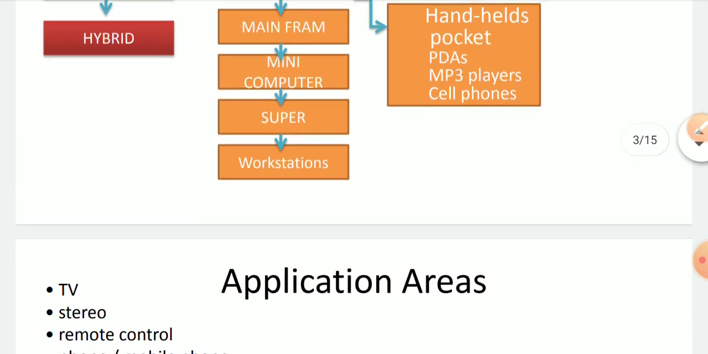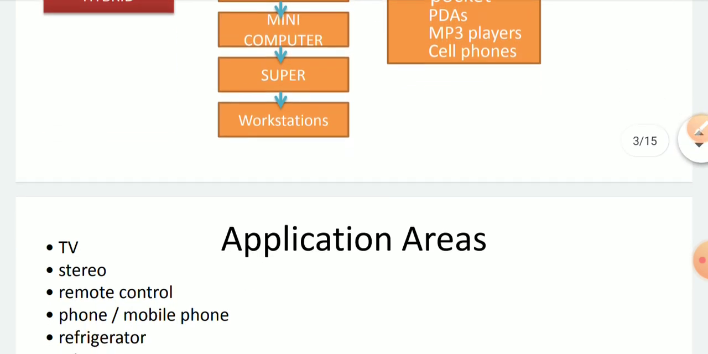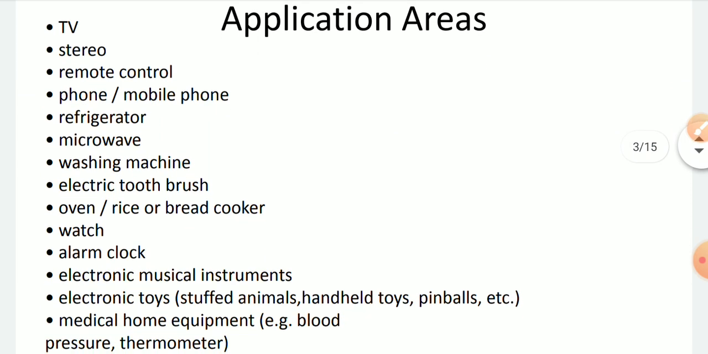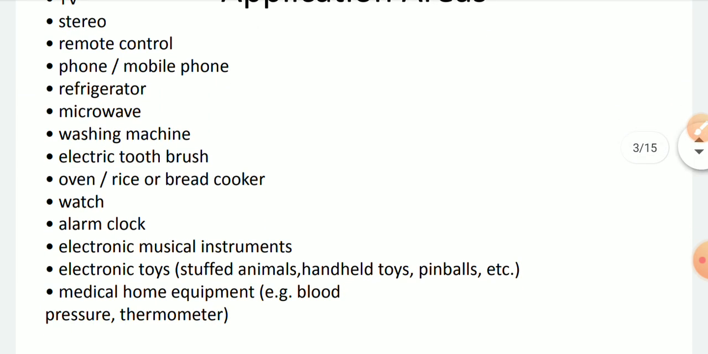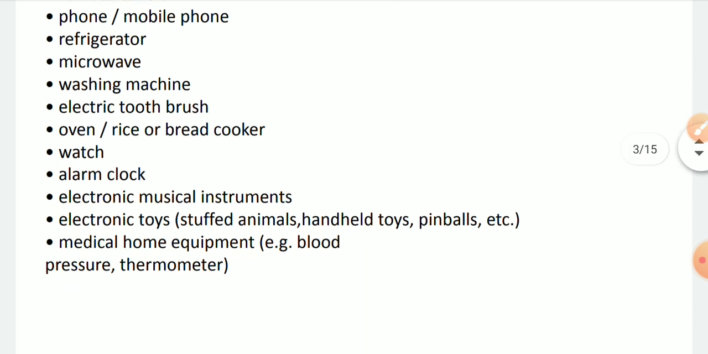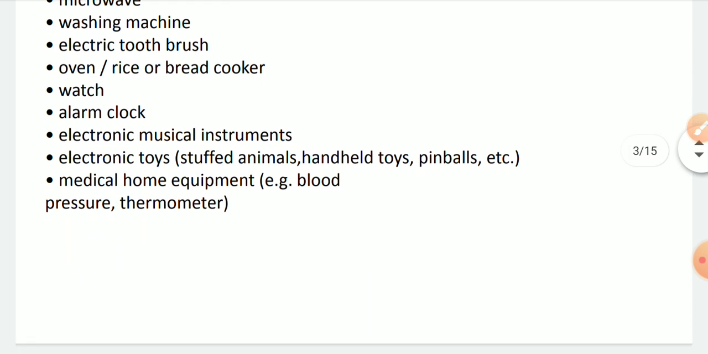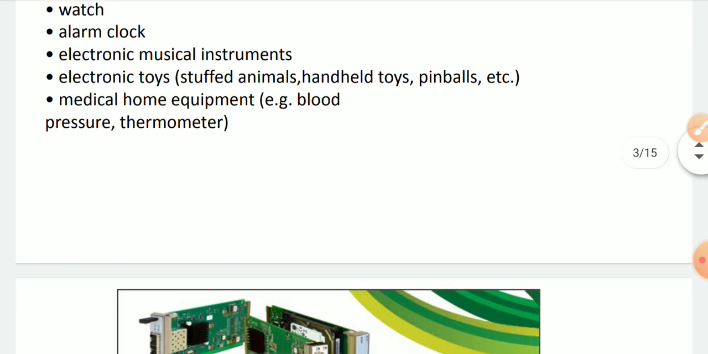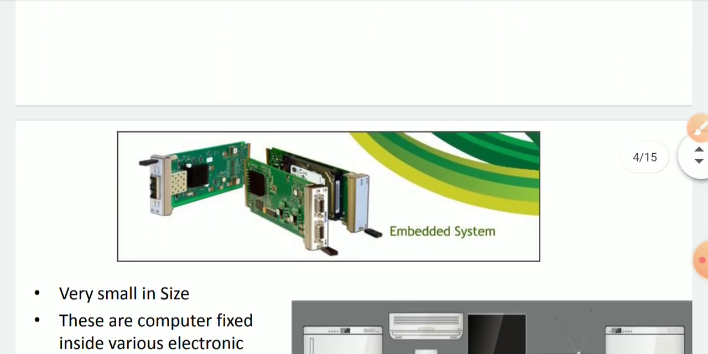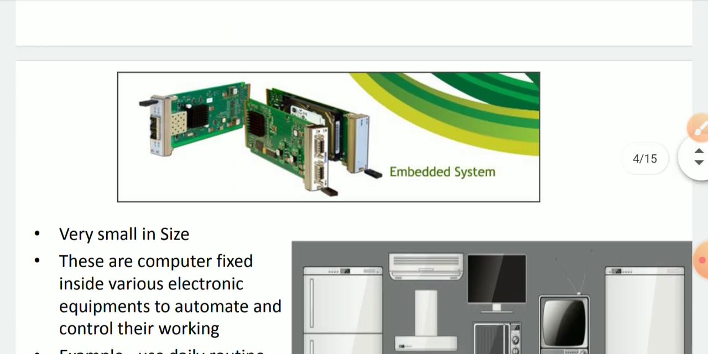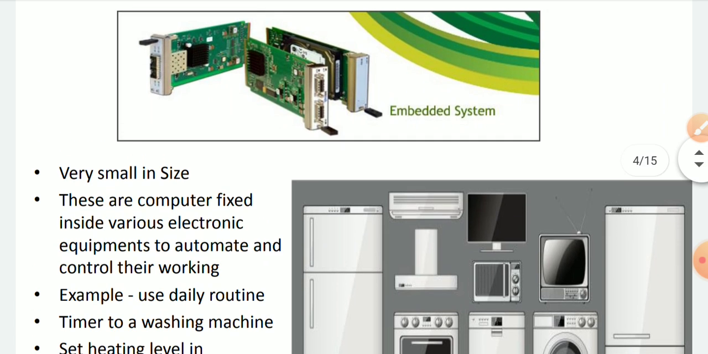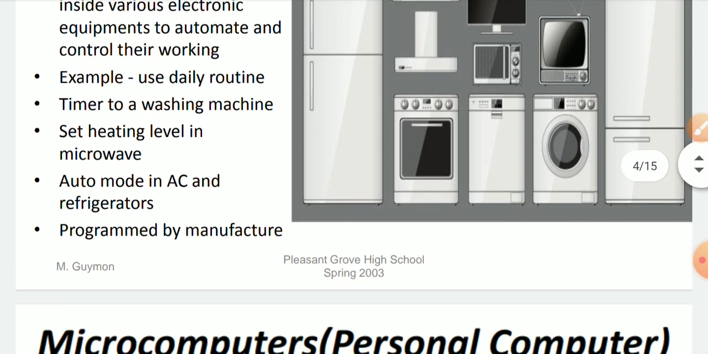In the application areas of embedded computers, there are TV, stereo, remote control, phone, refrigerator, microwave, washing machine, electric toothbrush, oven, watch, alarm clock, electronic musical instrument, etc. All the electronic items have an embedded system for the processing. Right, embedded computers and embedded systems are used in electronic components.